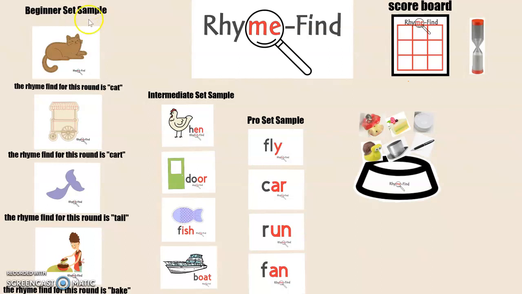So this is the beginner set sample. The other sets are played the same way. They're just the cards are different in the level of difficulty. So for example, the intermediate set sample has a picture and a word. And in this case, the teacher will just say the rhyme find for this round is, and then show this card. She won't say the rhyme find for this round is hen. This would be for the students to figure out on their own. That means they have to process what the word is that they're looking for in their head and then find the item that rhymes with it.